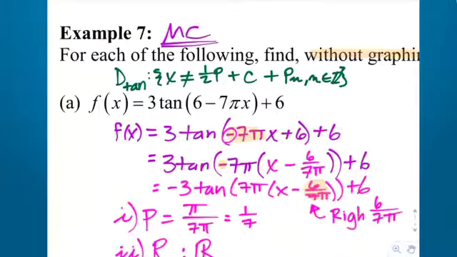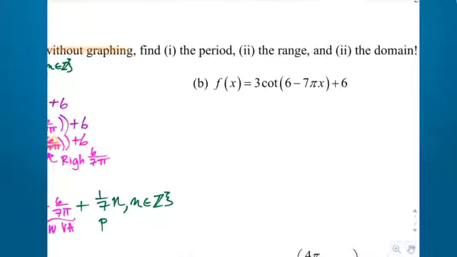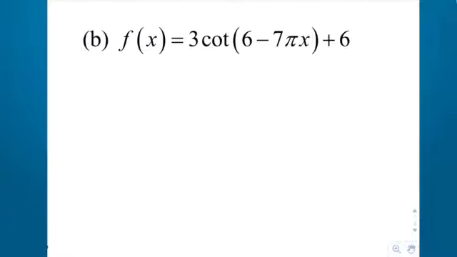All right, questions on letter A? All right, I'm going to give you 2 minutes to do part B on your own. See how far you get. You will find that cotangent perhaps is just a smidgen easier than tangent. All right, go. 2 minutes, and then we'll see how far you got, and we'll do it together.